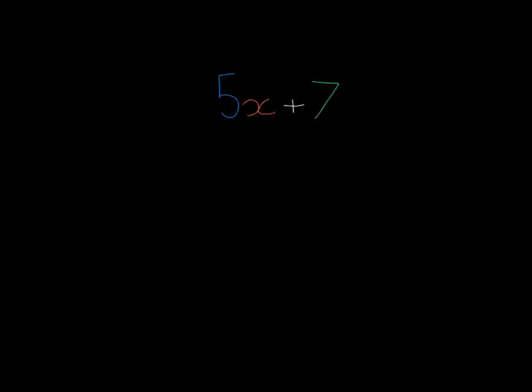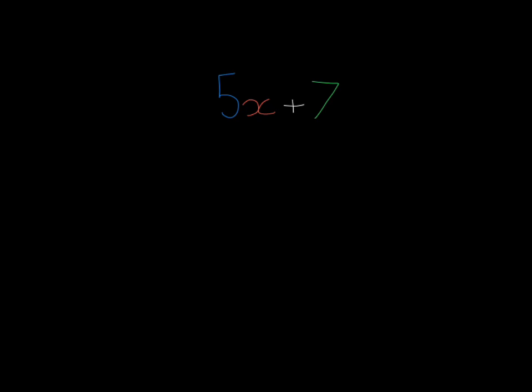Now let's have a look at this expression, 5x plus 7. As you should be able to see, we've got two different terms over here. 5x is a term and 7 is a term. Remember, a term is something that is separated by a plus or a minus sign. As we can see, there is a plus sign over here, meaning that the 5x is separate to the 7. So those are two separate terms.